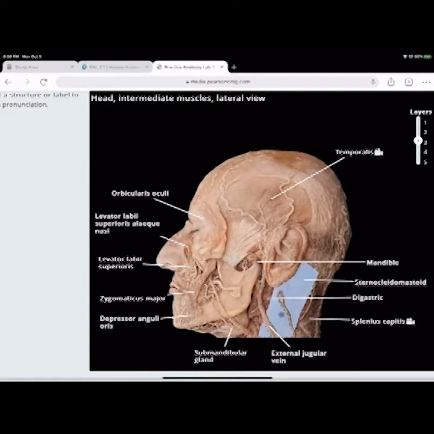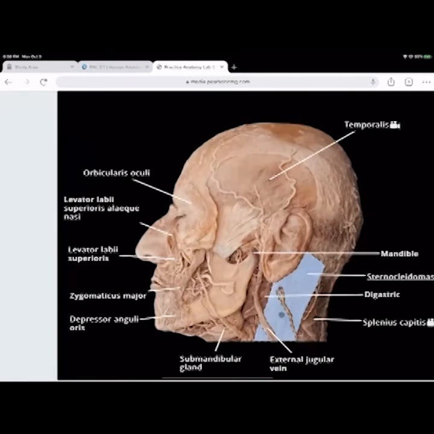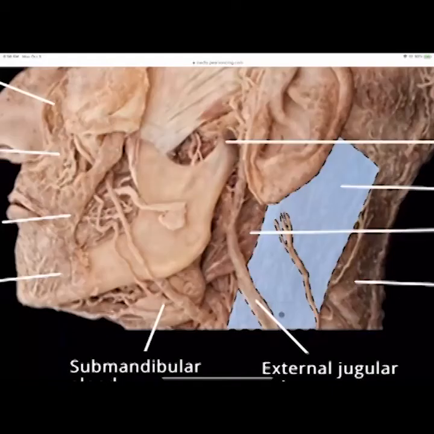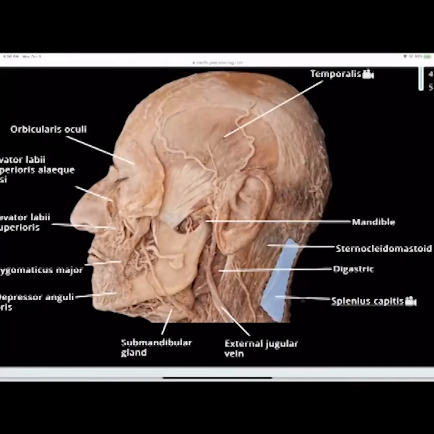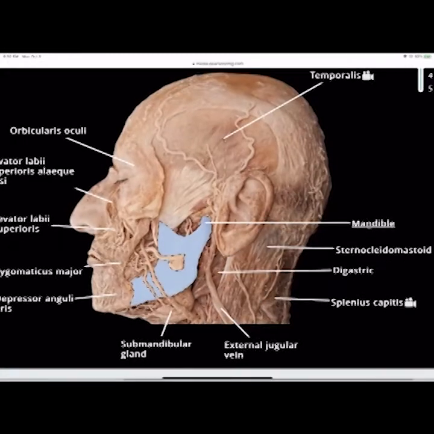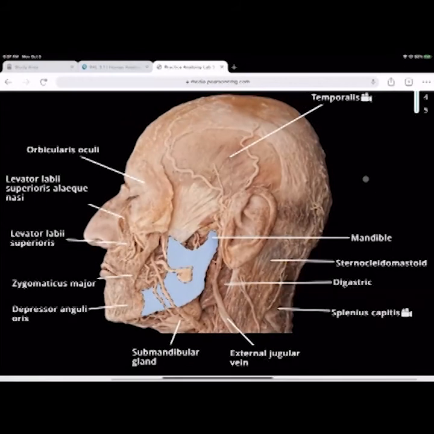You can see the difference. If I blow that up, you can see the gland right there perfectly. The submandibular gland. See the difference in muscle tissue and glandular tissue. You can see the difference. The splenius capitis muscle runs in the back. The digastric muscle, the sternocleidomastoid, and the mandible. And again, your temporalis muscles you can see up on top.